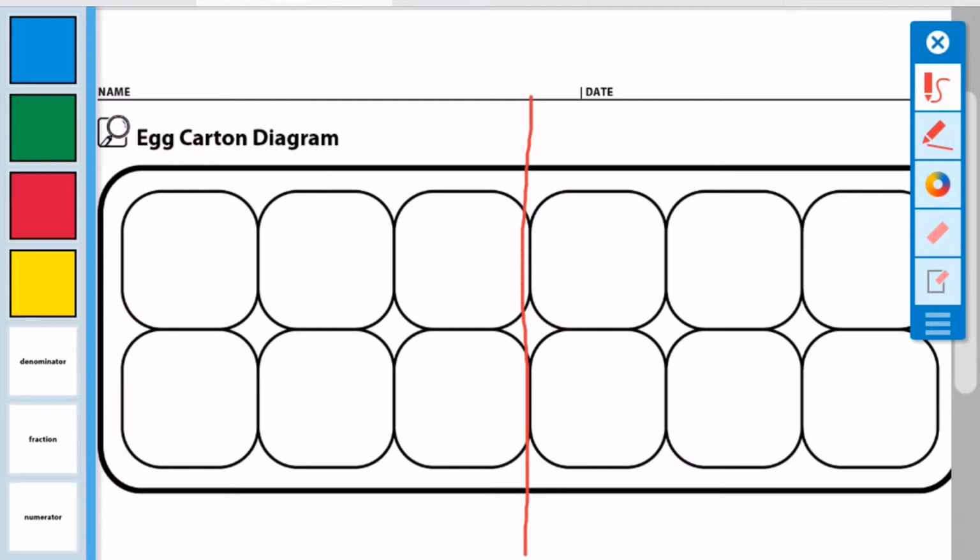So there's 1/2. Then students might be asked, okay, how do you split this carton into 3 equal groups or thirds? And they can see that there's 4 eggs in each section. Students are also encouraged to see that with groups, we can split them in different ways. A half might be up and down like this, or it could be across like this. They're the same amount though because 6 eggs fits in each.